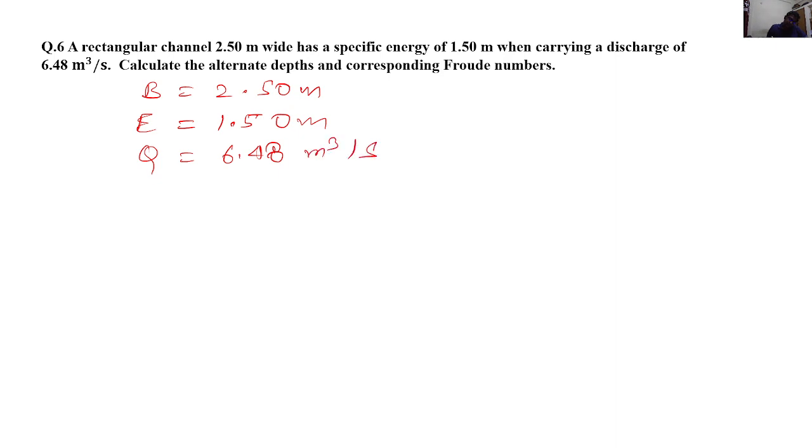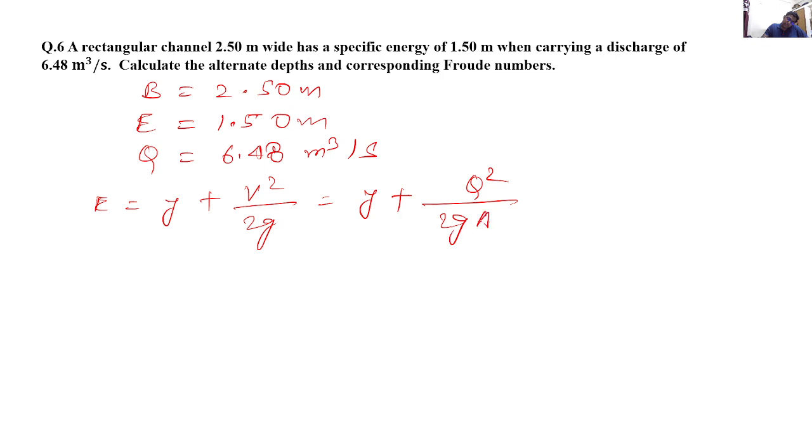So for the specific energy, if we don't know anything, then just go back to first principles. The specific energy can be presented as the total head when we take the channel bed as datum. So it is y, the flow depth, plus the velocity head. We are just assuming alpha to be 1. So that is y plus Q square by 2g A square, because V is nothing but Q by A, equal to y plus Q square by 2g b square y square, because A is equal to b times y for a rectangular channel. So just put the values.